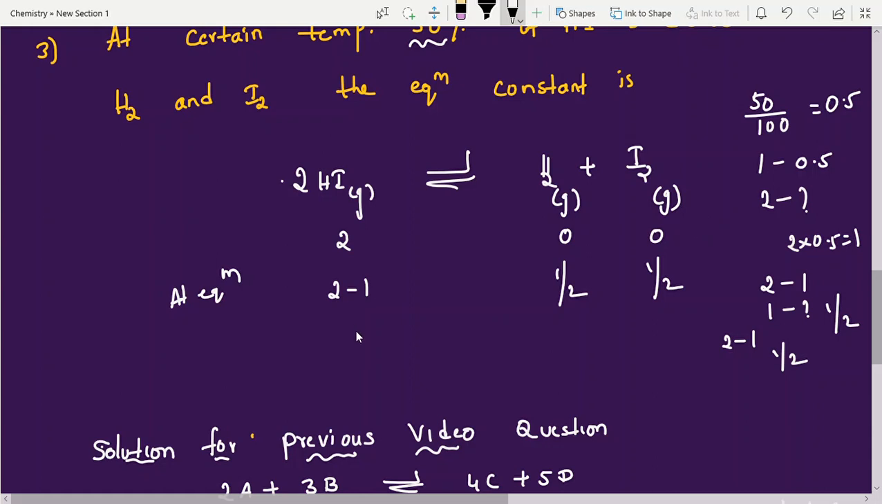Now 1, this is 0.5, this is 0.5. Calculate. Kc equal to H2 into I2 concentration. Directly I am writing 0.5 into 0.5 by 1. Right? Concentration of products by concentration of reactants. 1 square is nothing but 1 only. Finally, what is the answer? 0.25 is your answer. Clear?